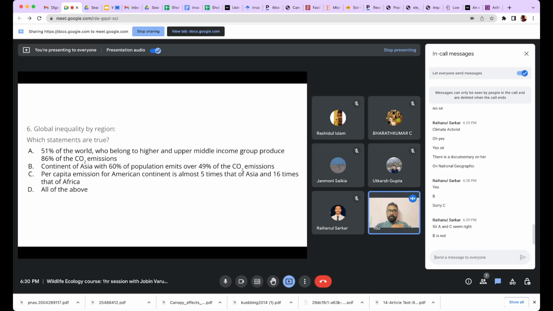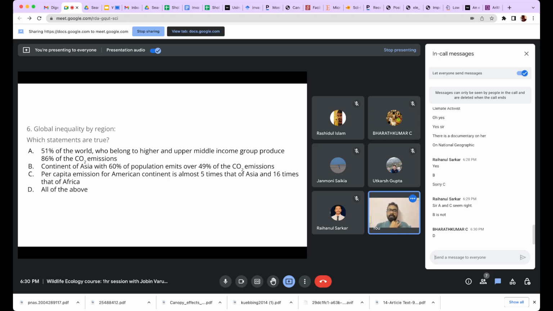So B is not. You think B is not the answer? A continent of Asia with 60% of population emits over 49% of the CO2 emission. Bharat says D. Raihanul says B is not the answer, A and C is the answer. Okay. Utkarsh says D. Janmoni says D.